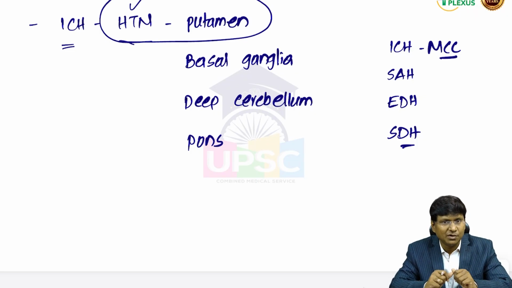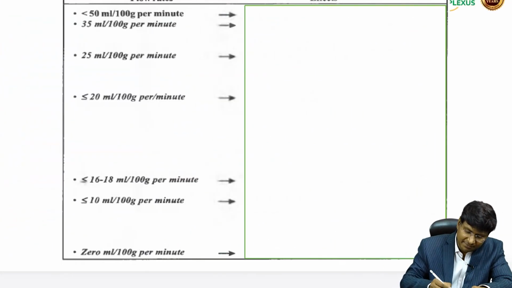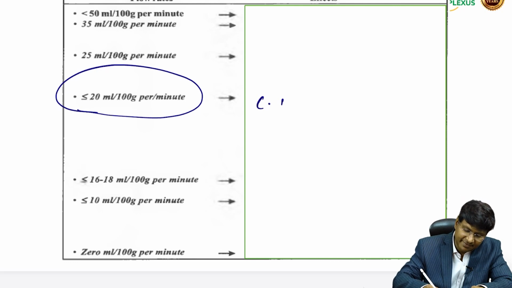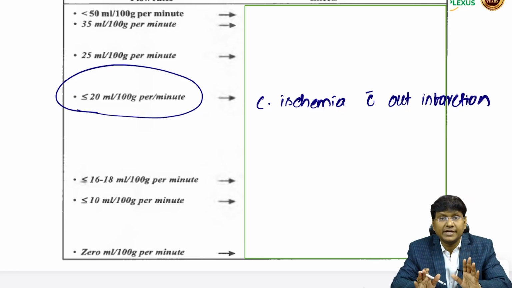But you need to know, in case of the ischemic stroke, at what percentage of the blood flow there will be complete neuronal electrical failure, or there will be development of ischemia without infarction. So when the blood supply to the brain is less than 20 ml per 100 gram per minute, at this level of the blood supply, there will be cerebral ischemia without infarction, right? Cerebral ischemia without infarction. Okay, so that is what when the blood supply is less than 20 ml per 100 gram per minute.